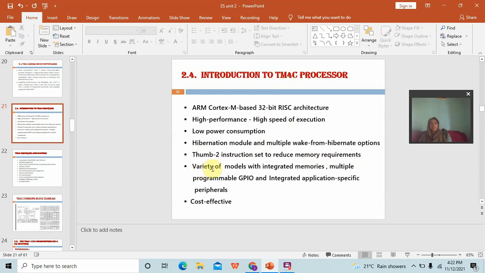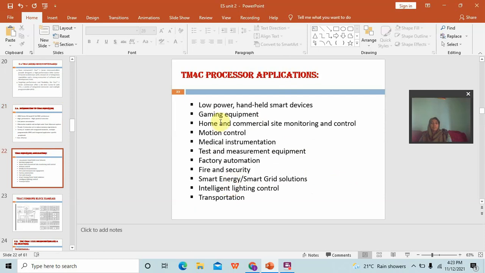It has a variety of models with integrated memories, multiple programmable GPIOs, nothing but general purpose IO devices, and integrated application specific peripherals. So it is cost effective. These are the features and applications of an embedded system.